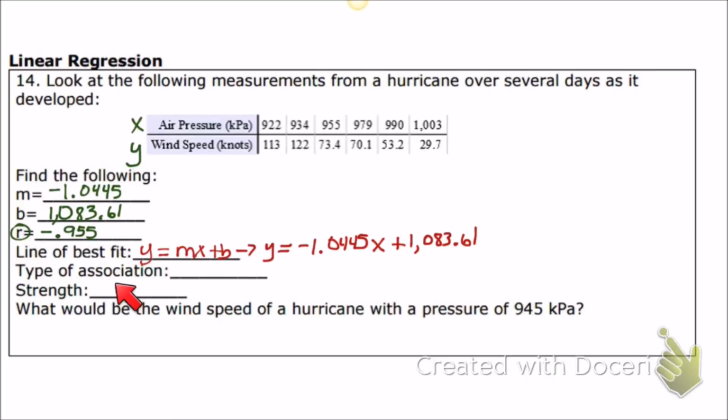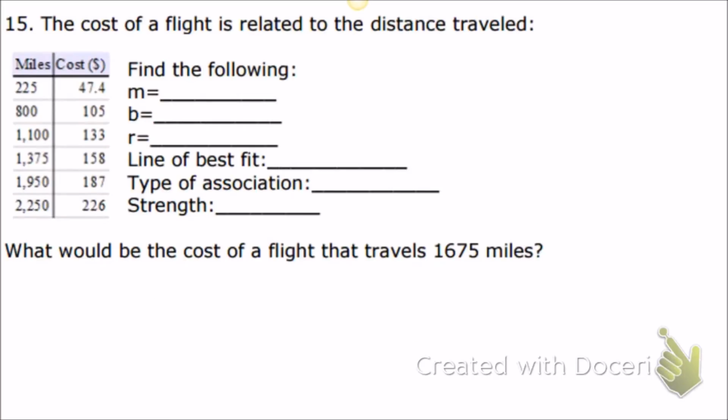All right, now what type of association? This means, is it positive or negative? Remember that your correlation coefficient can tell you. If it's positive, then it's a positive correlation. If it's negative, it's a negative correlation. So we have a negative correlation coefficient, so that means that my association is negative. Now the strength. Remember, if it's closer to negative 1 or 1, that means strong. Now negative 0.955 is very close to negative 1, so this is a strong negative correlation. Okay, we're going to do number 15 in class.